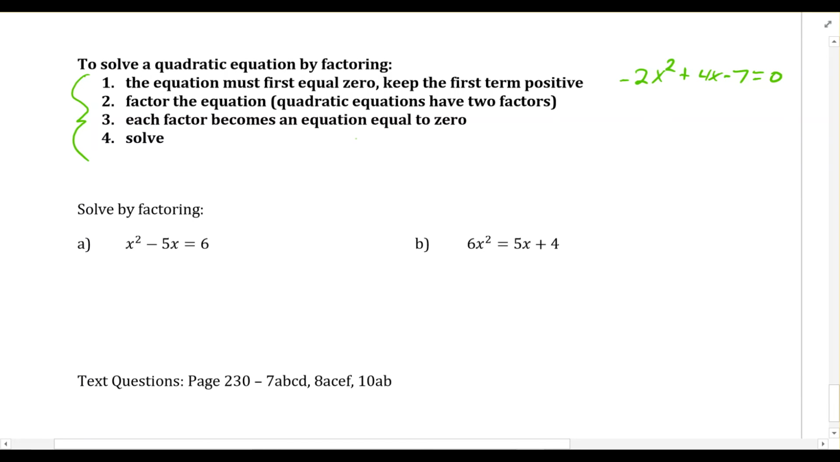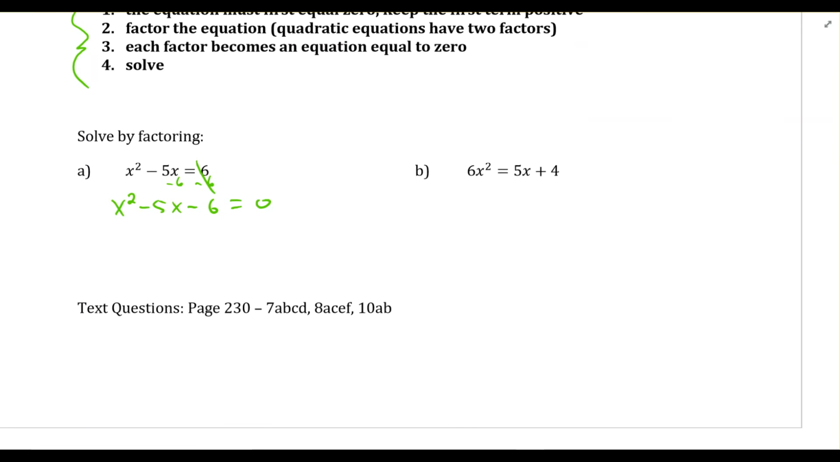The other thing here, though, like we were looking at this one below, this doesn't look quite like what we were doing, does it? It needs to look like what we were doing up top. You can't just go ahead and factor this as it is. We need to get that 6 over to the left side of the equation. So what we're going to do is subtract 6 from both sides first. So we're going to have x squared minus 5x minus 6 is equal to 0. That's where we need to be starting. Now we factor.